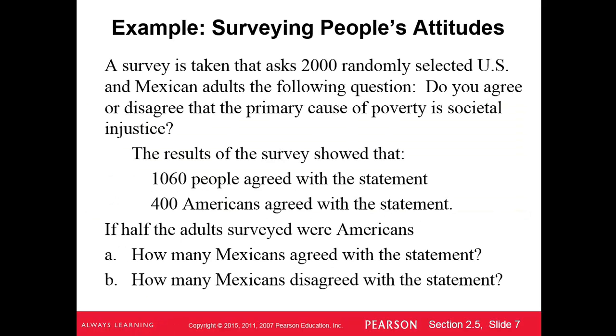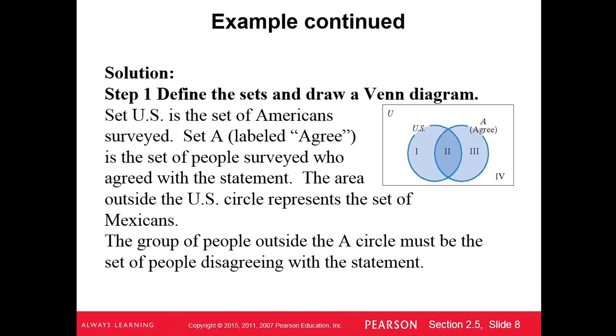So here's an example. It says we asked 2,000 randomly selected U.S. and Mexican adults, do you agree or disagree that the primary cause of poverty is societal injustice? So 1,060 people agreed, and 400 Americans agreed. Then it tells us that half the adults surveyed were Americans, so that means 1,000 Mexican, 1,000 American. And it asks us how many agreed if they were Mexican, and how many Mexicans disagreed.